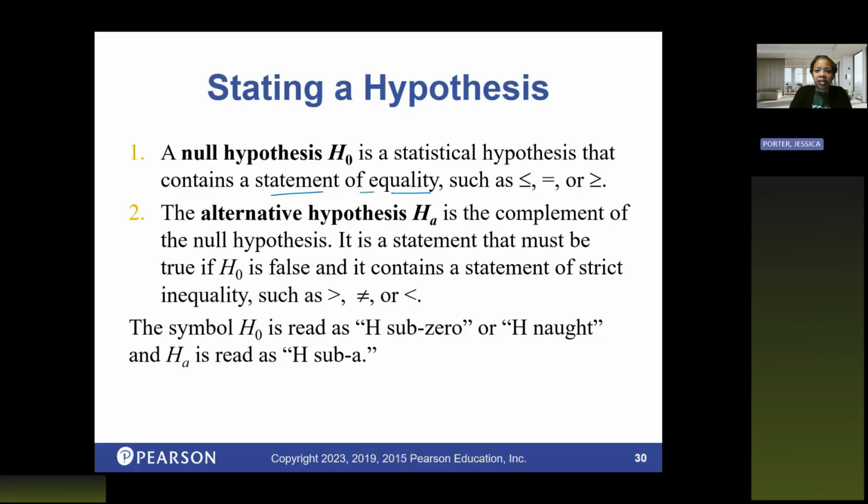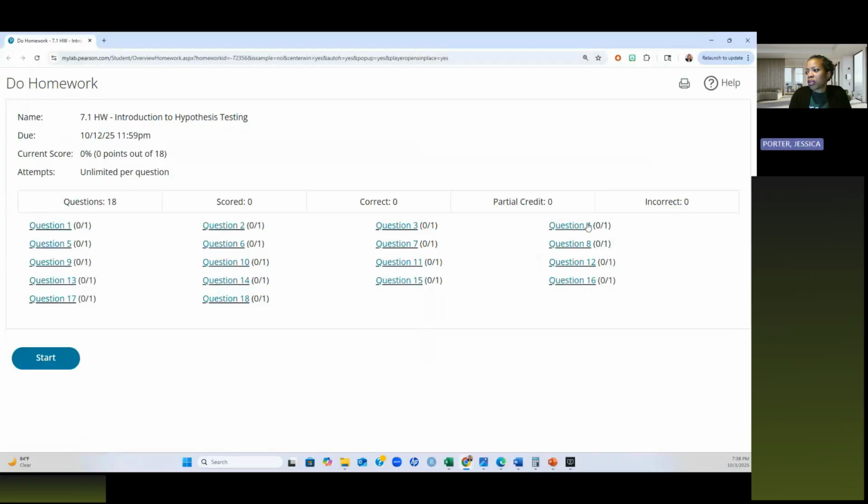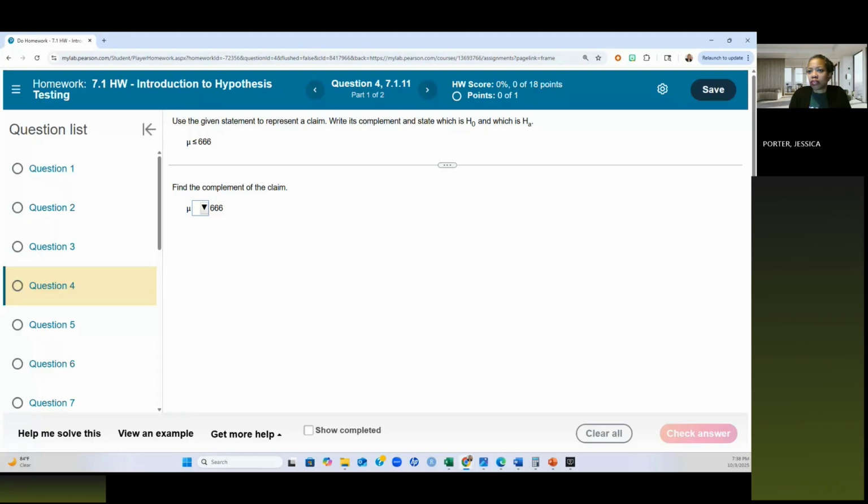And let's look at 7.1, Question 4. All right. Use the given statement to represent a claim. Write its complement and state which is the null hypothesis and which is the alternative hypothesis.